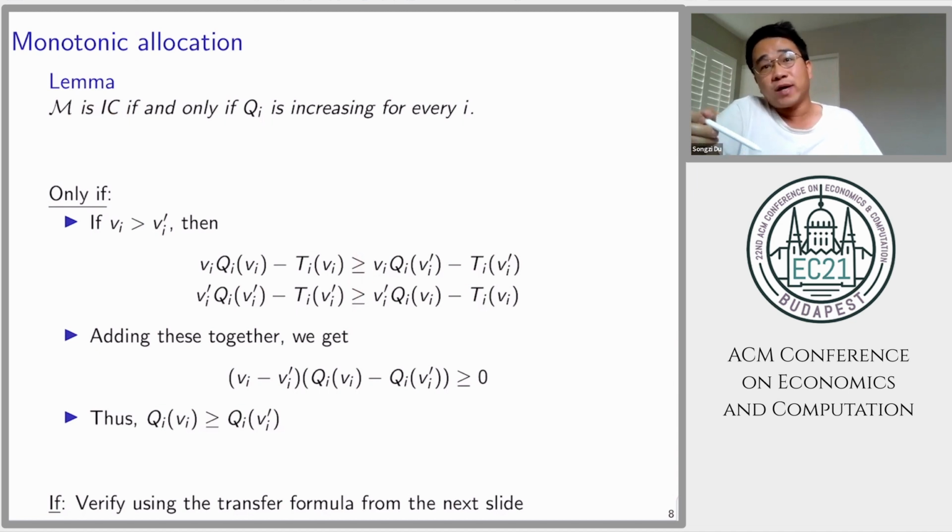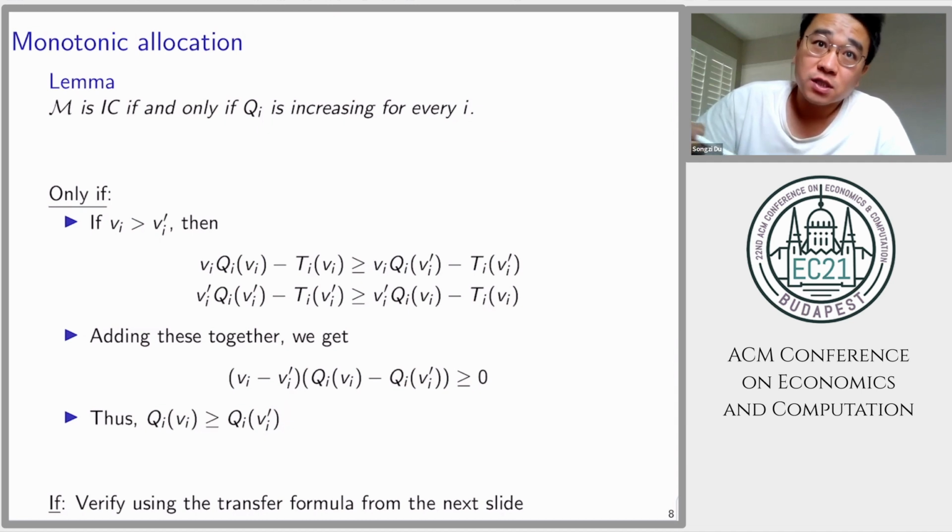Then we just add them together and then cancel out TI at VI and TI at VI prime. And then we get this equation, which obviously implies that the allocation received by the higher type VI must be bigger than the allocation received by the lower type VI prime. Okay, so this is the only if, and then the if direction will come from the next slide.